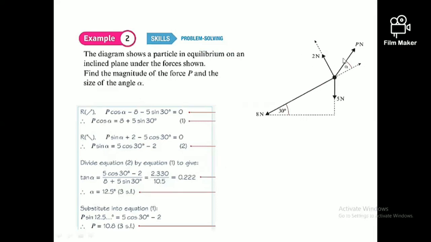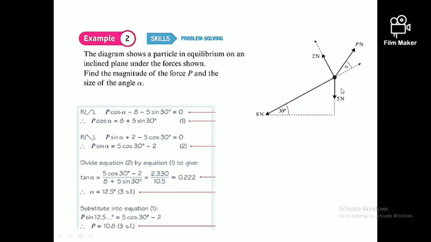If an object is in equilibrium on a slant surface, when we consider the equilibrium, we consider the resultant force parallel to the surface and perpendicular to the surface. Therefore, we consider the components parallel to the surface and perpendicular to the surface, right?